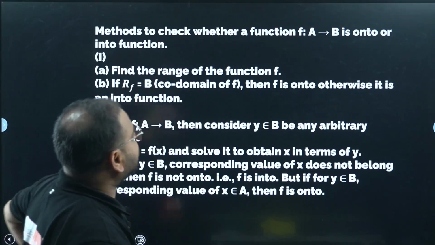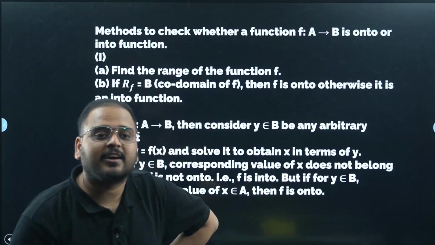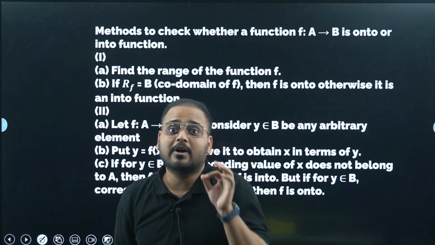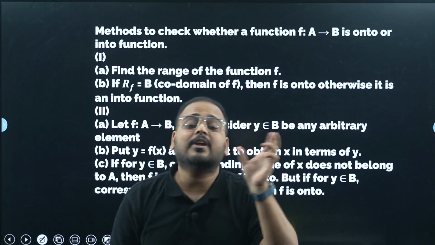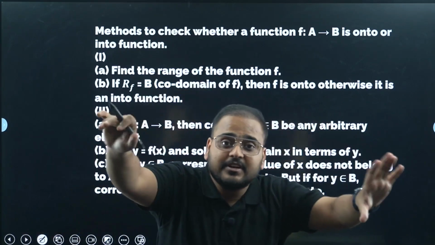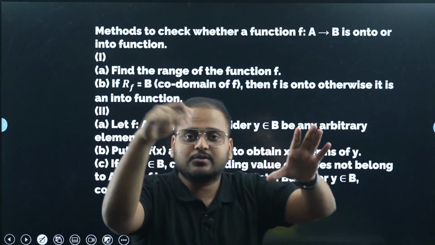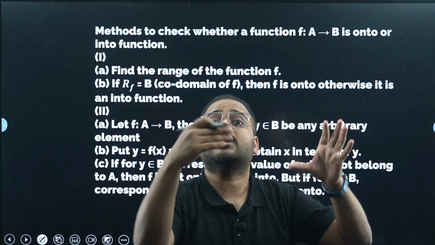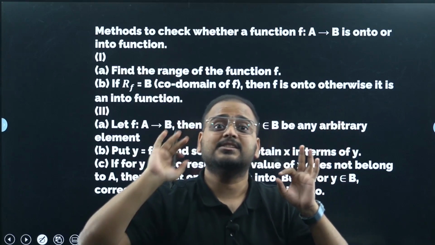Now, methods to check. How will we check whether a given function is one-one or many-one? Sorry, one-one and many-one, forgive me. For one-one, from the definition we did: x1 equal to x2, then f(x1) equals f(x2), or if x1 not equal to x2, then f(x1) not equal to f(x2), the function is one-one.